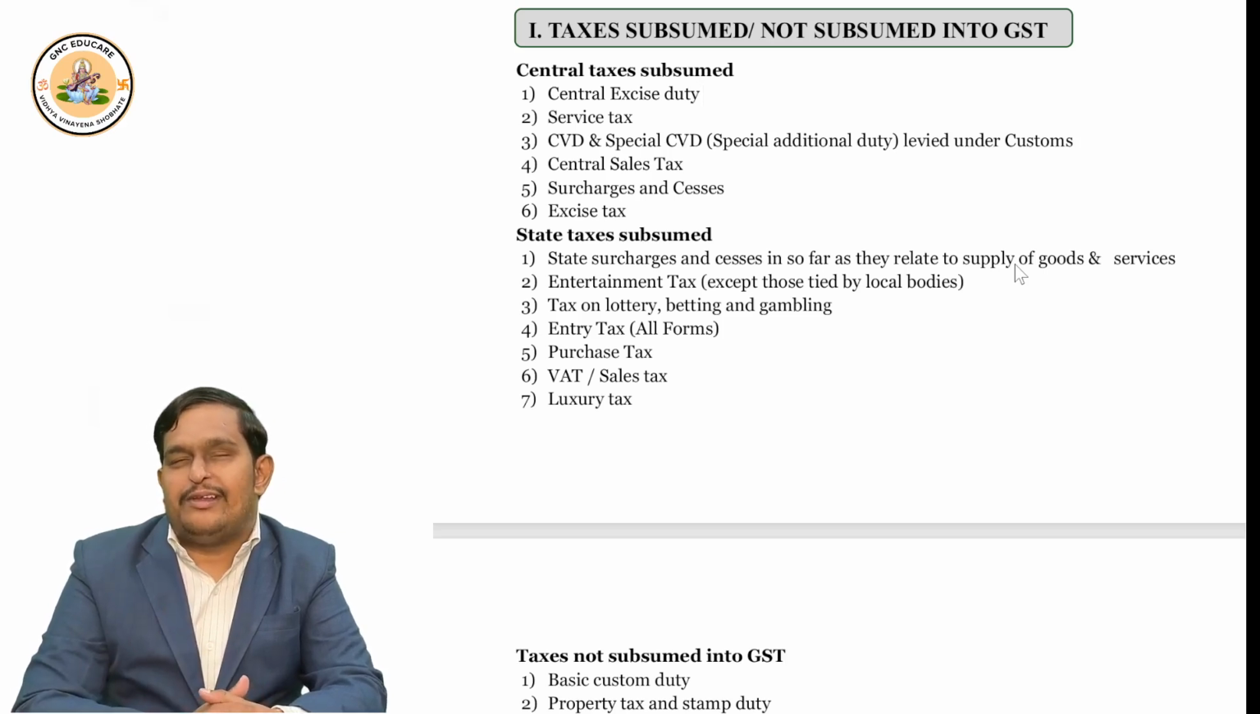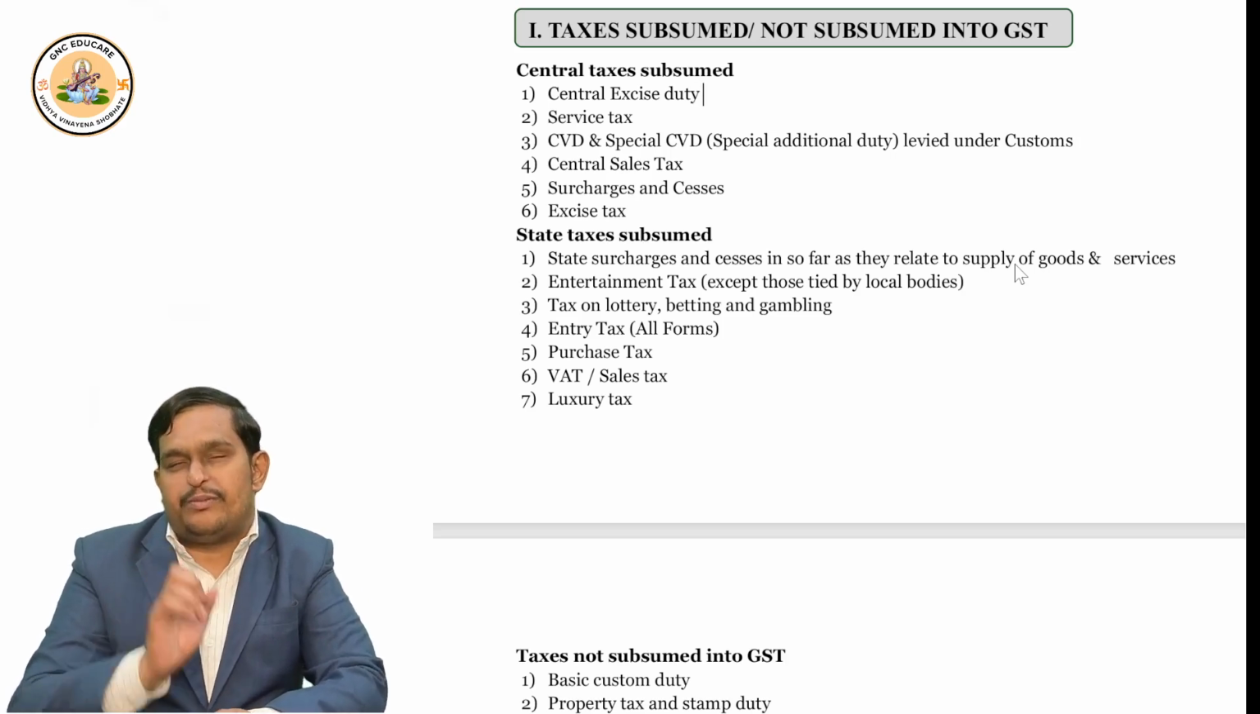One more classic example is the excise duty on tobacco products. Not only is excise duty still continuing, additionally GST is implemented on it. So central government collects excise duty on tobacco products, and central government and state government both collect the GST. This you should be able to understand. So we are clear with central taxes subsumed, state taxes subsumed, and those taxes which are not subsumed.